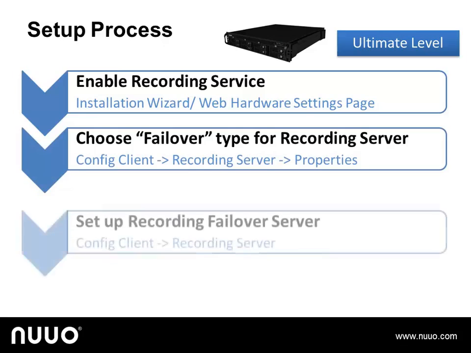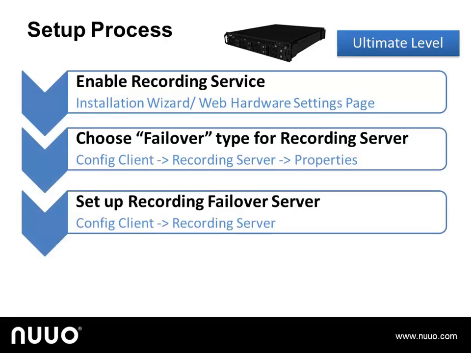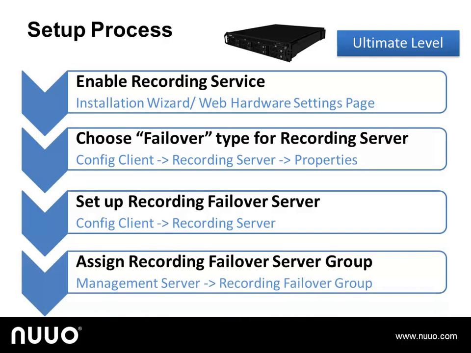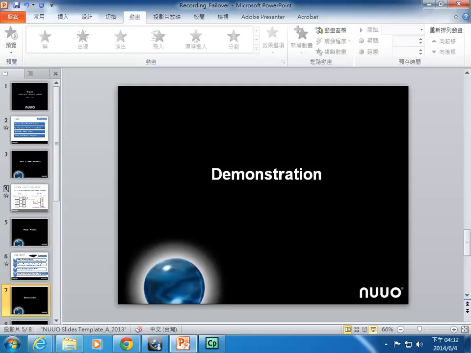3. Assign desired settings to the recording failover server, including the volume group, auto backup, and event action sections. 4. Next, assign the recording failover server to a failover group on the management server, recording failover page. You're done. You can now verify that all settings are in effect by carrying out a recording failover simulation. Let's watch a demo of the recording failover setup.